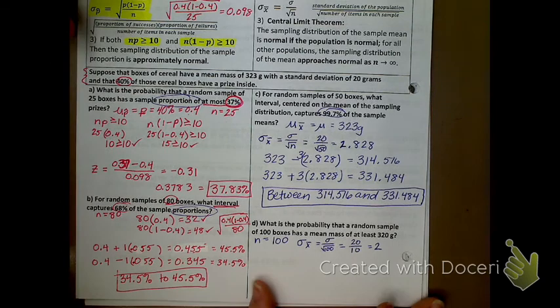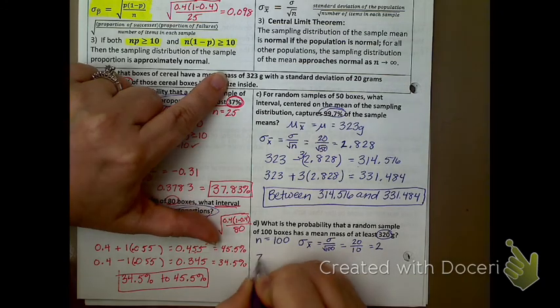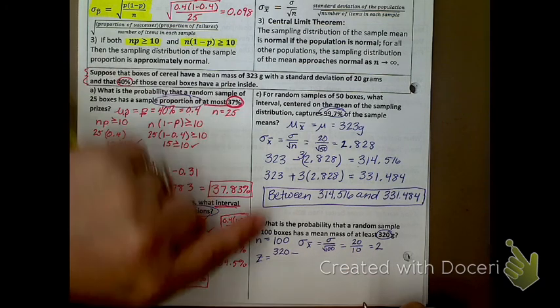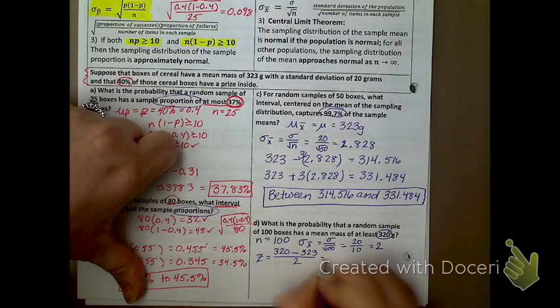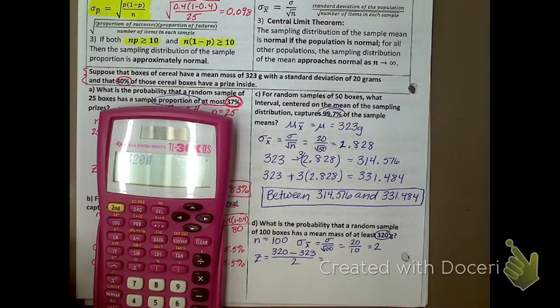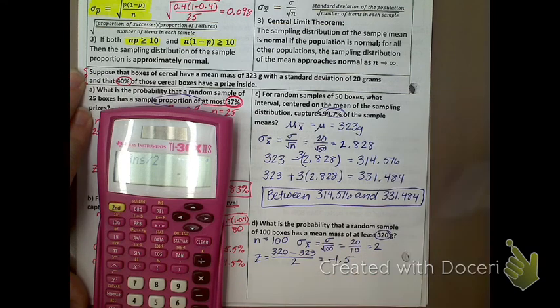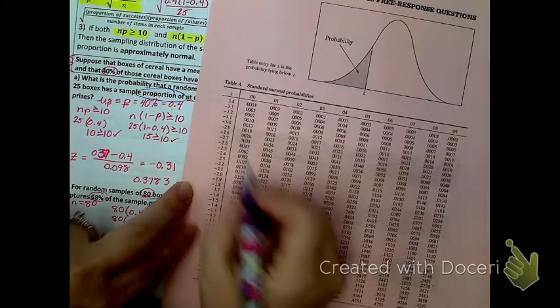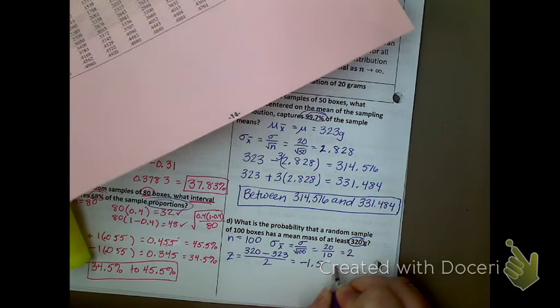Okay, so what I'm going to do is convert this 320 grams to a z-score. To find the z-score, I'm going to take the number of interest, which is my 320, subtract the mean, which was 323, and divide by the standard deviation, which is 2. And when I do that, 320 minus 323 divided by 2 gives me negative 1.5. And now I have to find my z-table. That would be negative 1.50, so 0.0668.